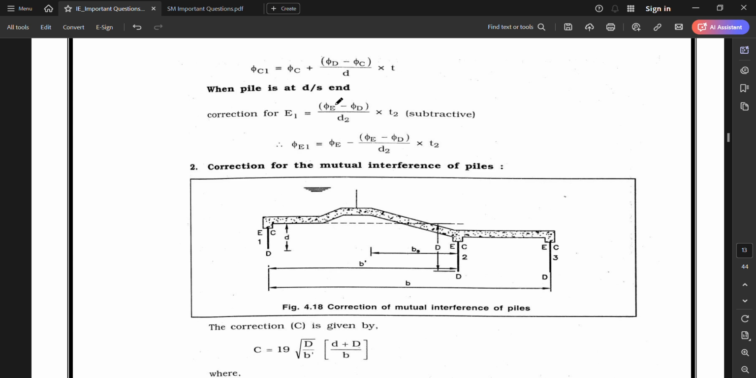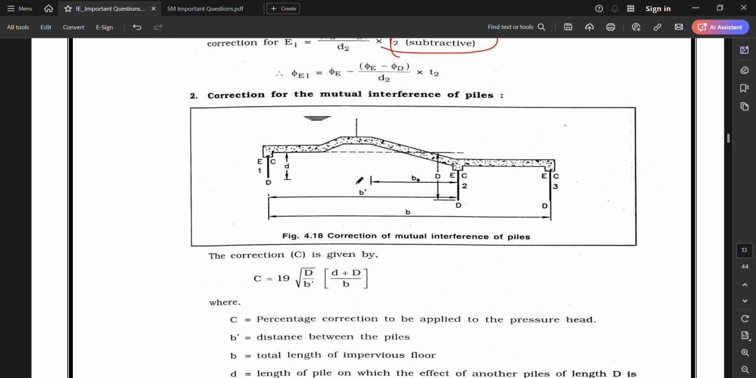While the pile is at downstream end, the correction for E1 is (phi E minus phi D) divided by D2 into T2, which is subtractive. The first one, at upstream side, was additive. So phi E1 is equal to phi E minus (phi E minus phi D) divided by D2 into T2.